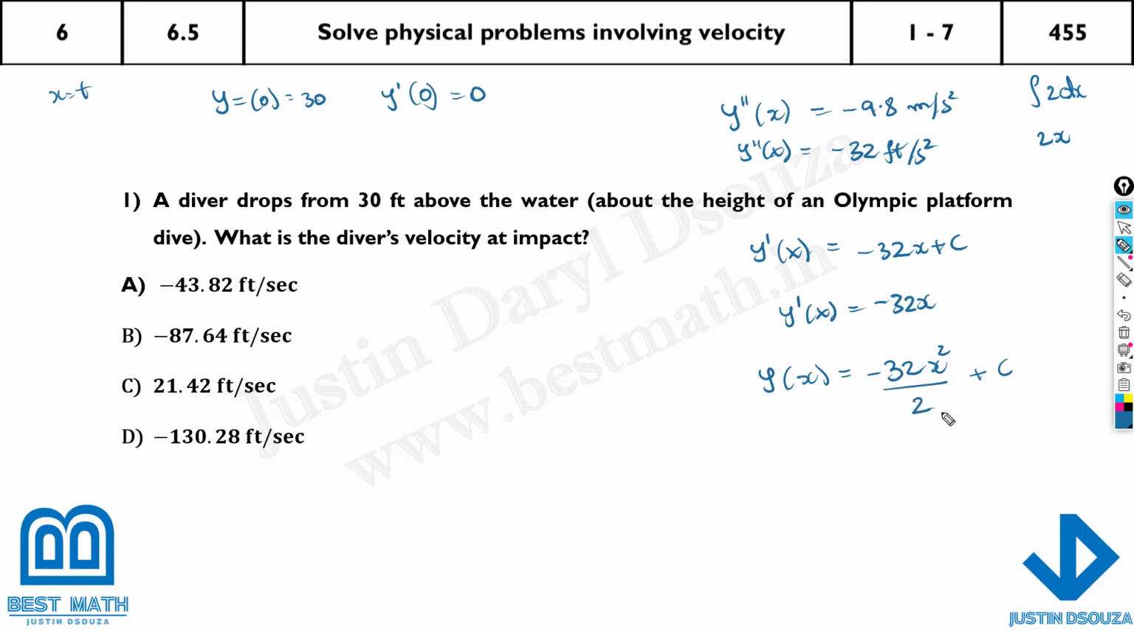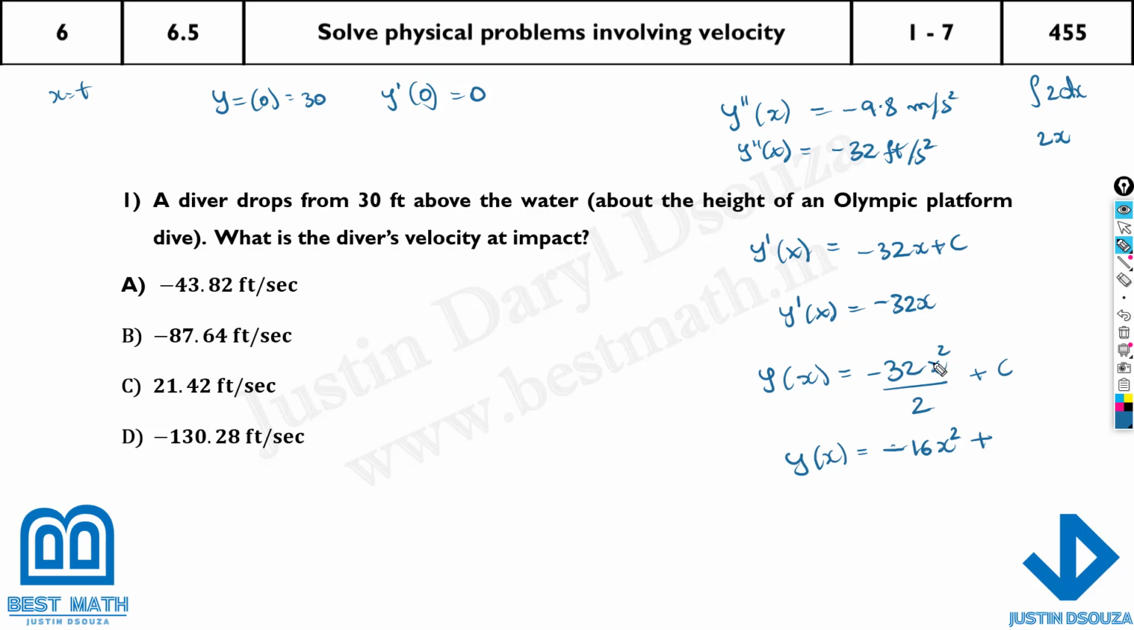So minus 32 x squared by 2. And now, minus 32 divided by 2, you can just simplify it. y of x is equal to minus 16 x squared. But what is the initial condition? What is given over here? y of 0, that is 30.